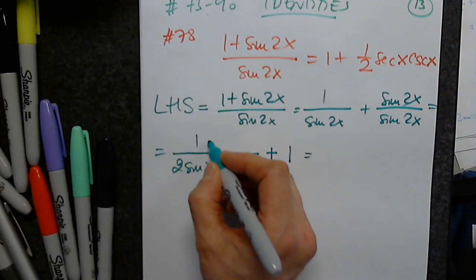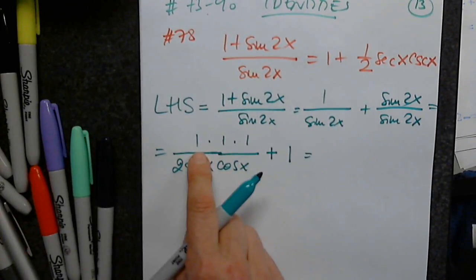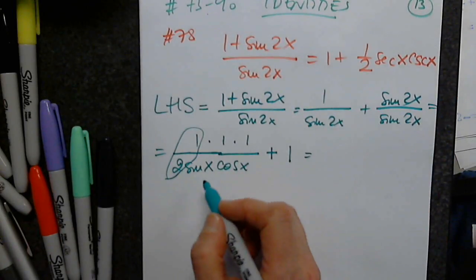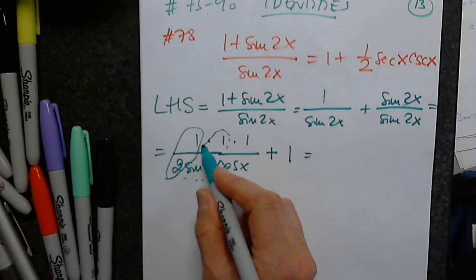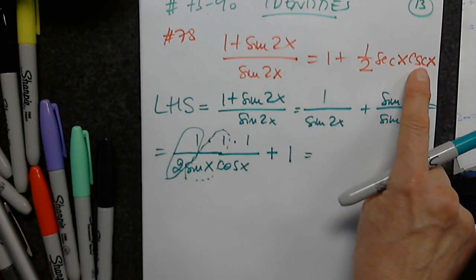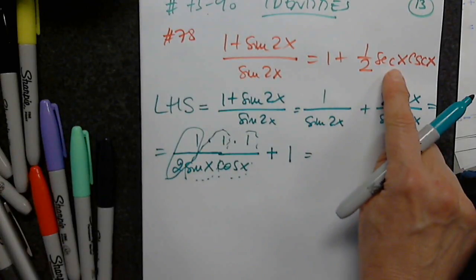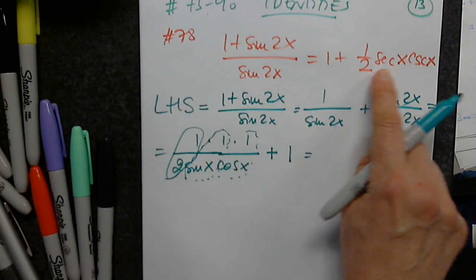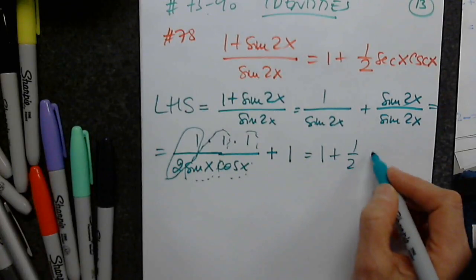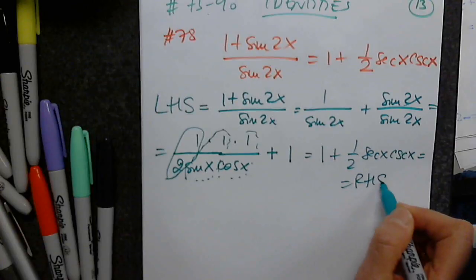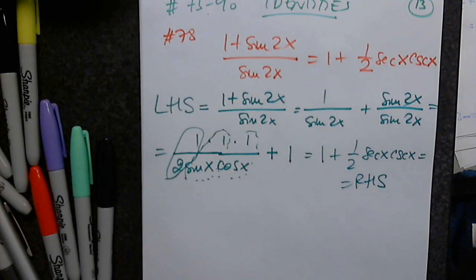So remember, 1 times 1 times 1 is the same as 1. So this is my first fraction, which is 1/2. This is another fraction, and this is another fraction. I'm done. I just have to rewrite it as 1 plus 1/2 secant x cosecant x, and it equals the right-hand side. So this was an example of an identity in which I used the double angle.